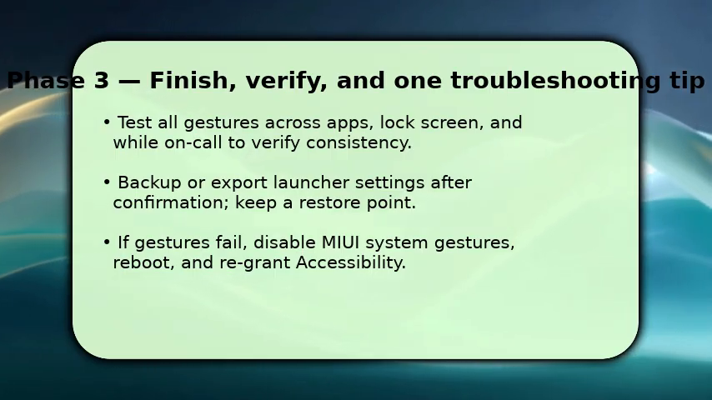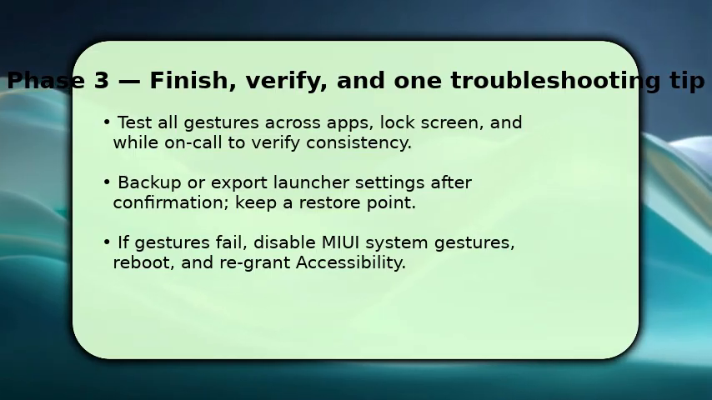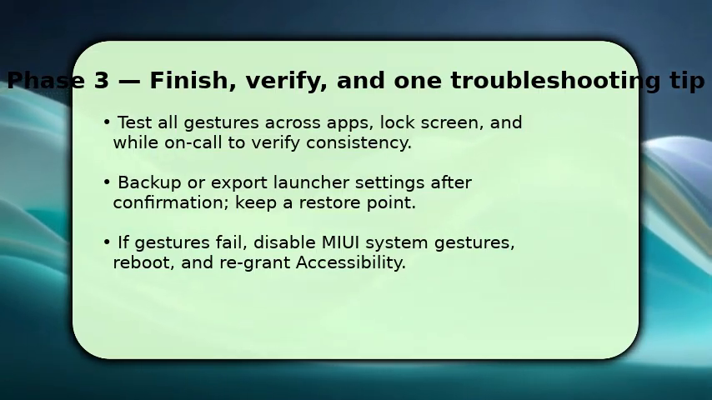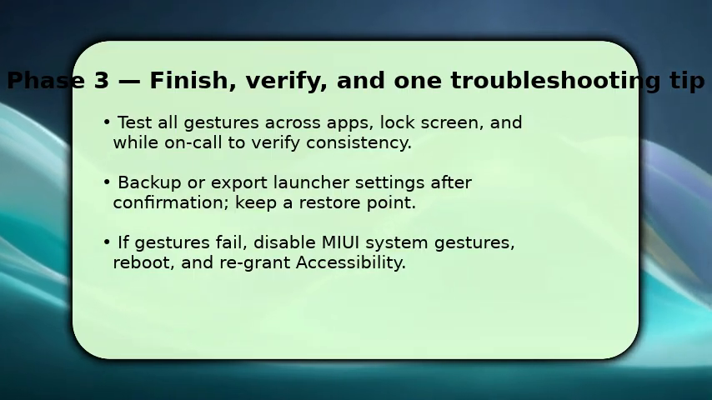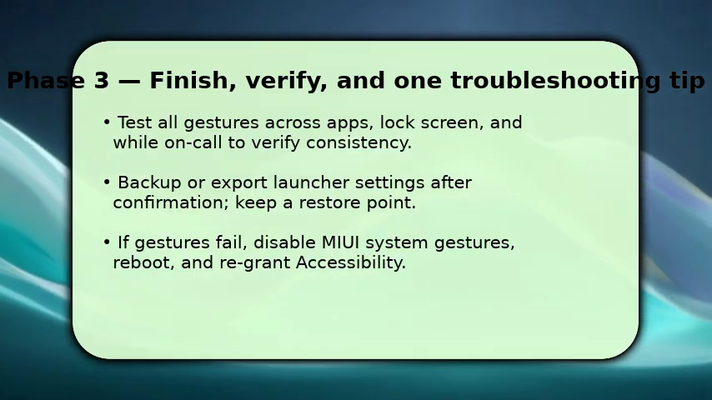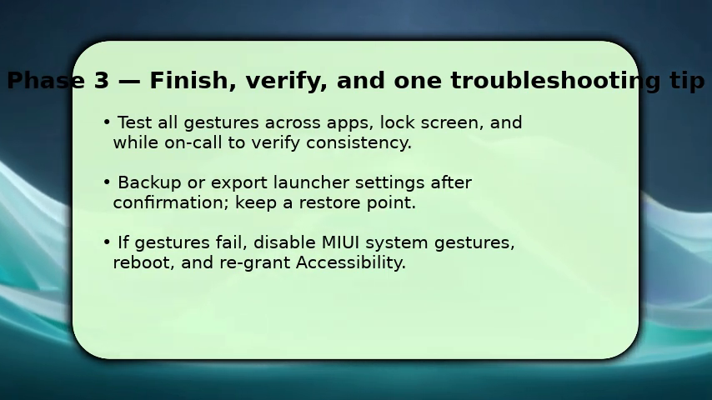If gestures don't work, first disable MIUI built-in full-screen gestures. Those can intercept input and reboot the device. Also recheck accessibility and overlay permissions, then try turning off battery optimization again. If problems persist, clear launcher defaults and set it as default once more.